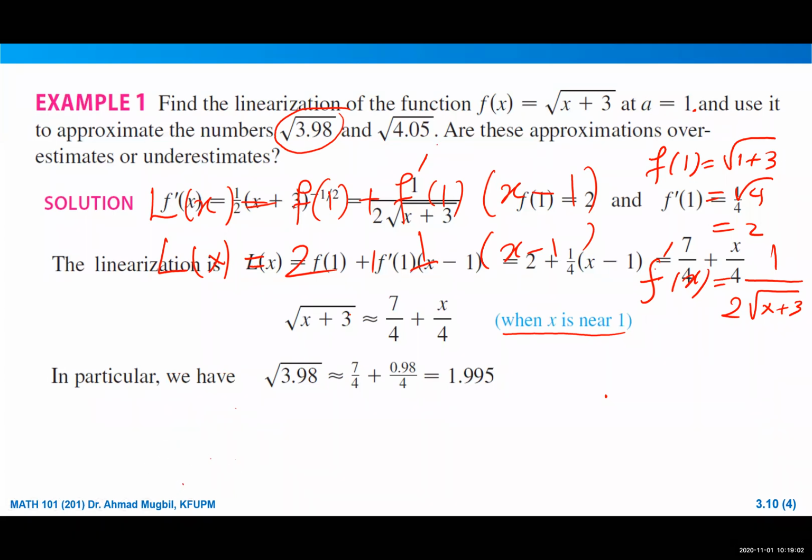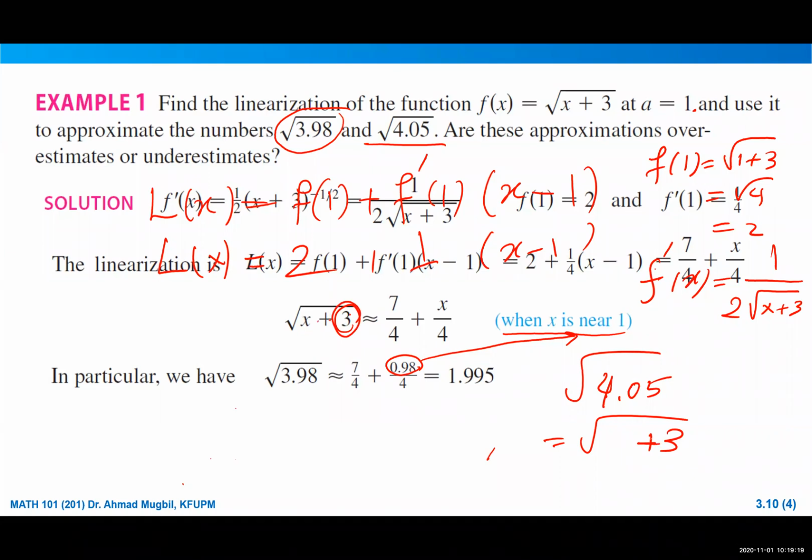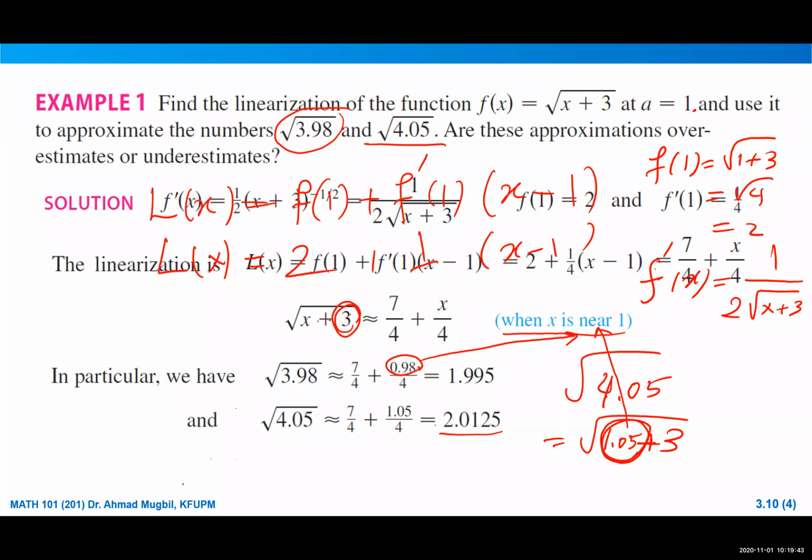You can do the same here. In our case, 0.98 is near 1. Similarly, the square root of 4.05, what is it? It is the square root of 3 plus what? 3 plus 1.05. And this number also is very close to 1, so this approximation will be very good. So the square root of 4.05 will be approximately 7 over 4 plus 1.05 over 4, which is 2.0125.